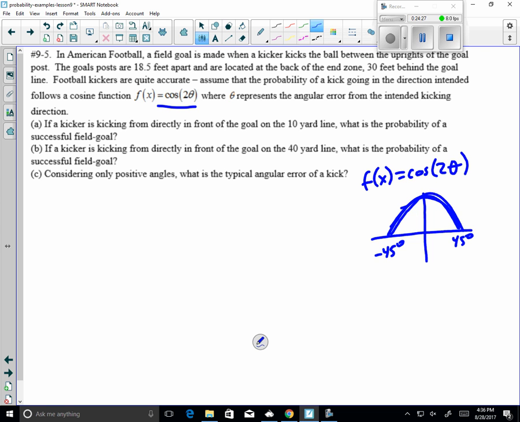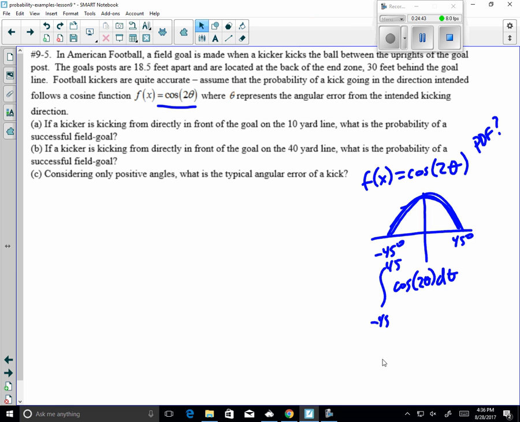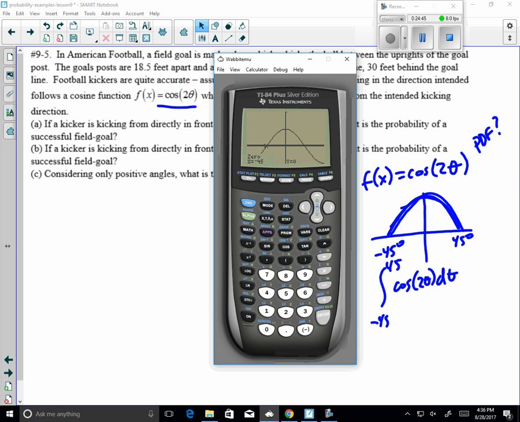Okay, so if I want to test, is this a PDF? Then I can take an integral from -45 degrees to +45 degrees of cosine 2 theta d theta, and we'll see whether or not that does in fact sum to 1, which it should if it's a probability density function. If not, that's okay. We can fix it by multiplying by a constant.